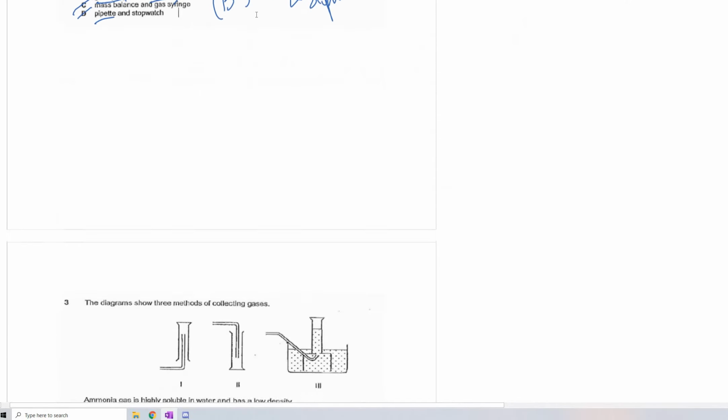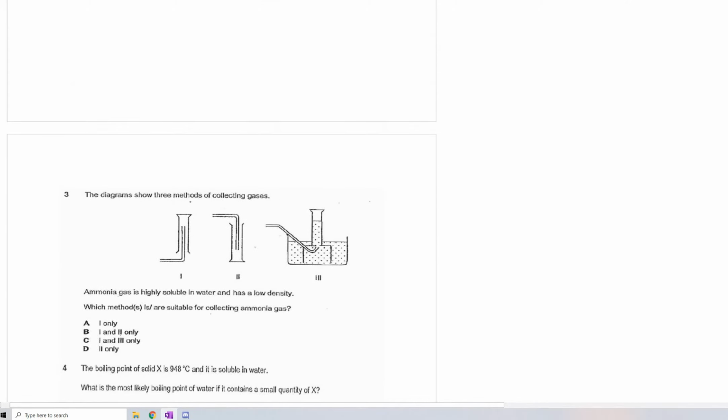Okay, let's take a look at question 3. The diagram shows 3 methods of collecting gases. So this is the upward delivery method. This is the downward delivery method. And this method is used for collecting insoluble gases.